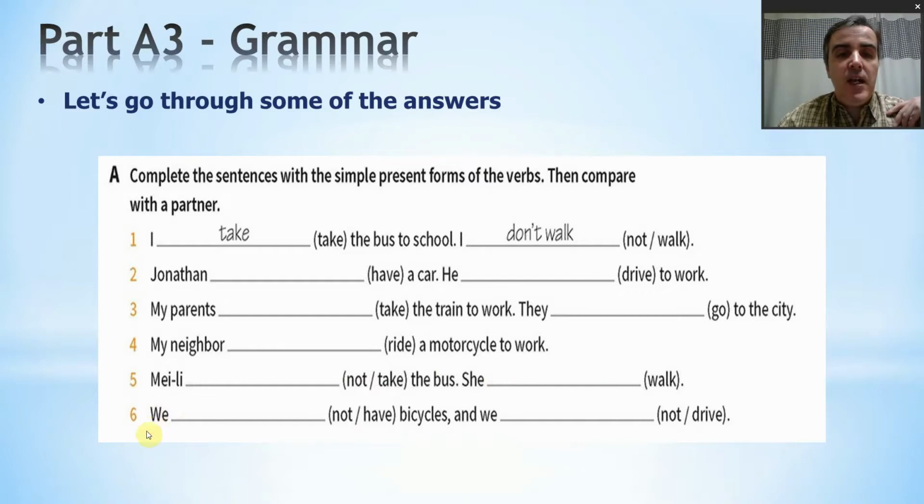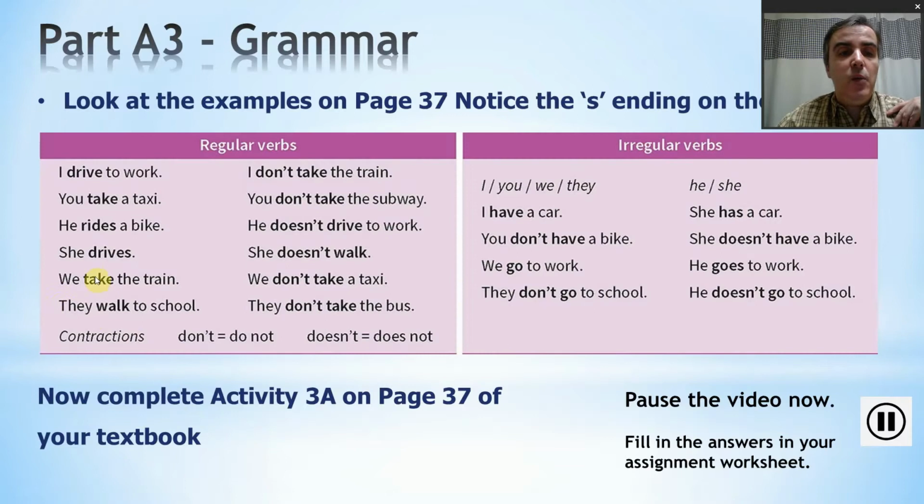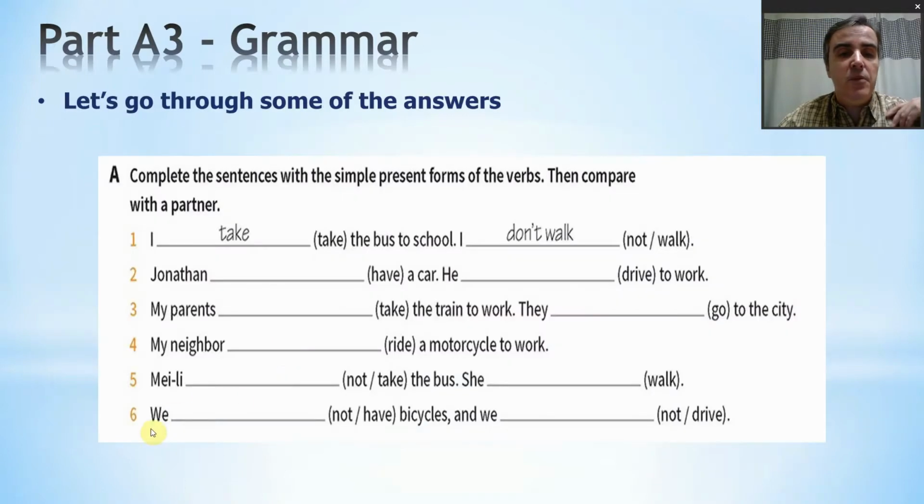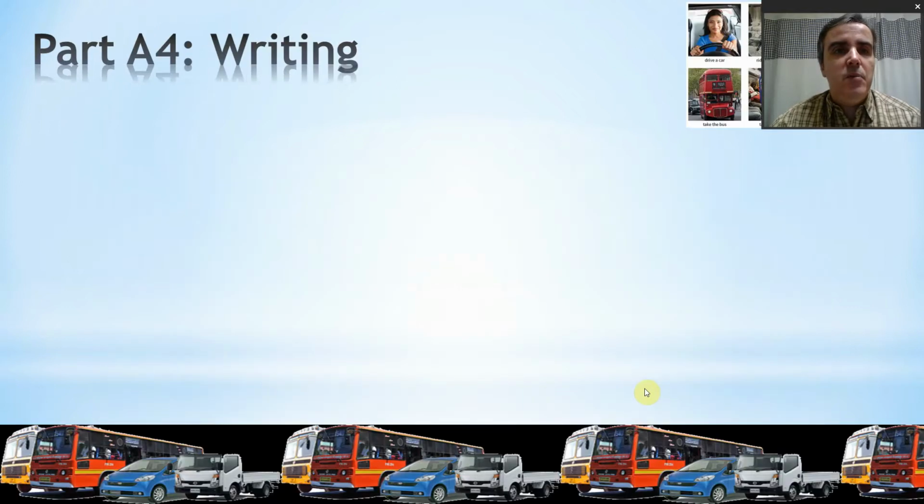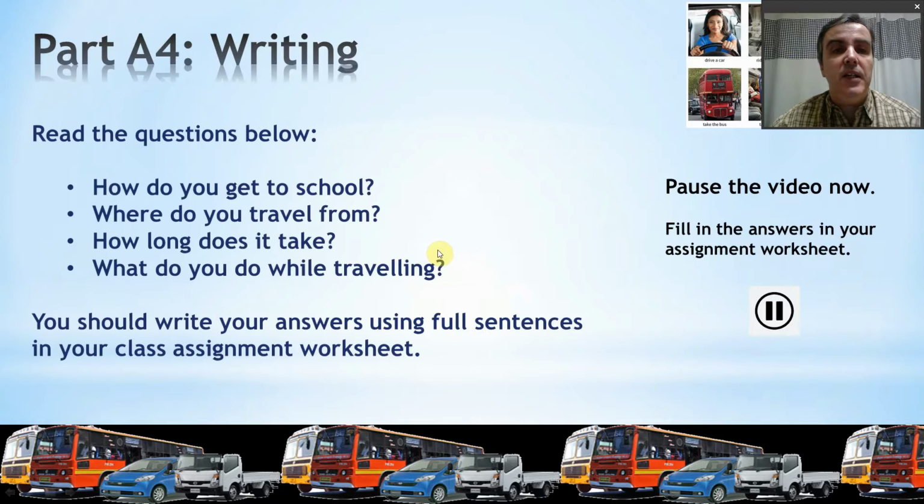Last one is we. So we know from we don't need to change the verb. So we don't have bicycles and we don't drive. So hopefully you got all of these answers. And this grammar, I think, is going to be quite useful when it comes to doing some of the assignments in today's class. So let's move on. And we're going to do an assignment here with some writing.